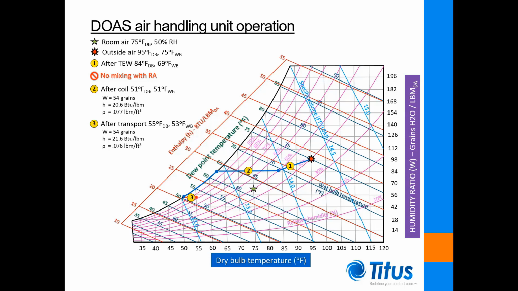DOAS air handling units are often applied with decoupled space cooling devices such as chilled ceilings, chilled beams, or variable refrigerant flow systems in order to significantly reduce the required flow rate delivery to the space and thus the cooling energy demand of the air handling unit.